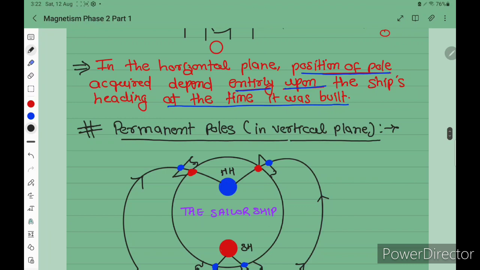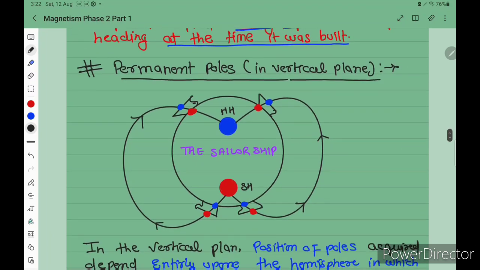Now the vertical plane. See, this is the earth, a perfectly circular shape, and we have the south hemisphere, the red one, and in the north hemisphere we have the blue one. So the line of force first, you understand, enters from the blue and leaves from the red. Leaving from the red and entering from the blue pole. So you can also say leaving from the south pole and entering from the north pole.